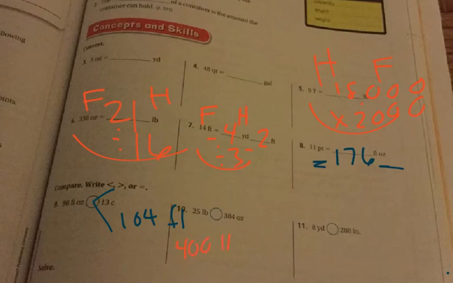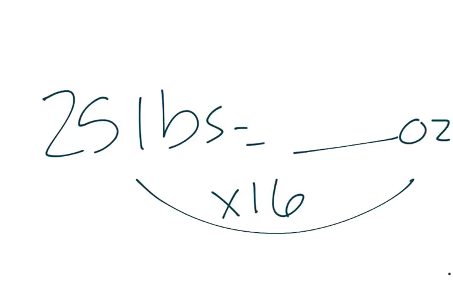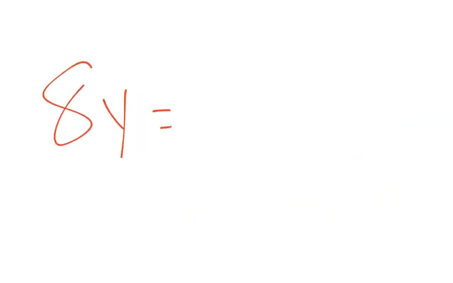400 pounds? Or sorry, 400 ounces? Or 348 ounces? Well, 400 ounces would be bigger. The last one we're going to do of this type of problem is 8 yards is what to 288 inches? Again, I like to multiply. So let's do this. I'm going to make 8 yards to inches.